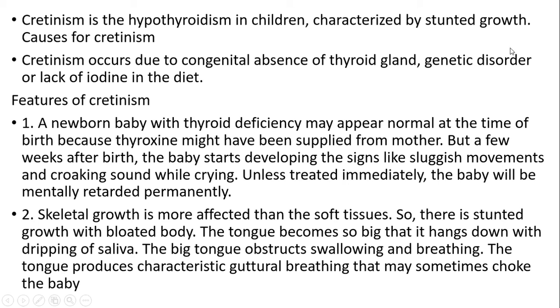Skeletal growth is more affected than soft tissue, so there is stunted growth with a bloated body. The tongue becomes so big that it hangs down with dripping of saliva. The big tongue obstructs swallowing and breathing. The tongue produces characteristic guttural breathing that may sometimes choke the baby.